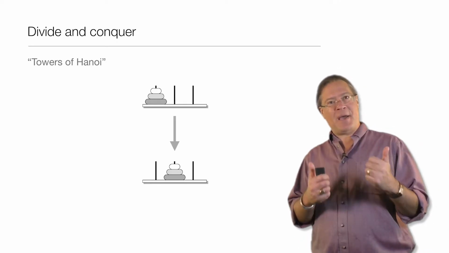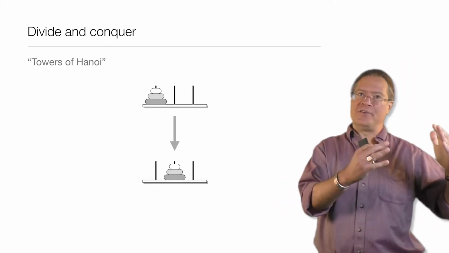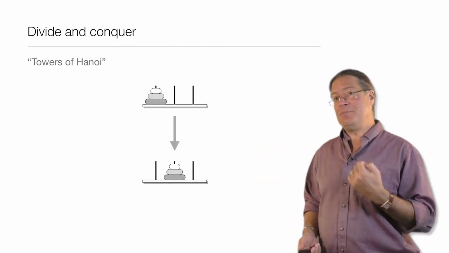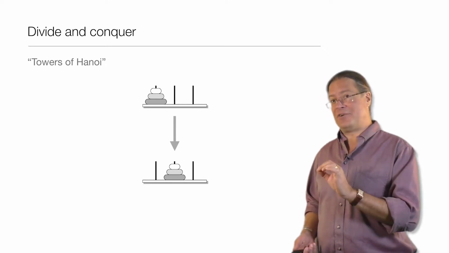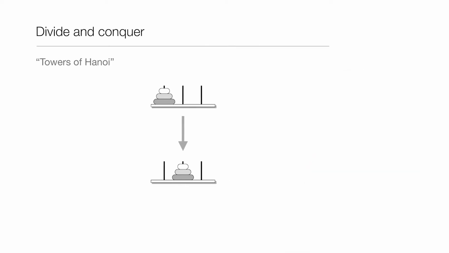We have 3 pegs and we have a bunch of disks. And we want to move all the disks from one peg to another. But there are rules. We can only move one disk at a time, and we may never place a larger disk on top of a smaller disk. So how are we going to do this?